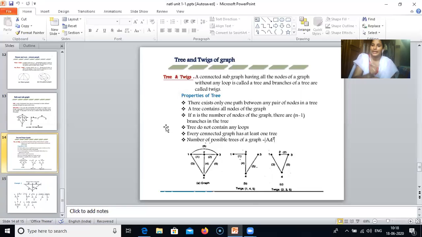Next one. Every graph will contain at least one tree. First point is tree should not contain any closed loops. It should contain same number of nodes as that of the main graph, and the number of twigs of a tree must be equal to n minus 1, where n is the number of nodes, and every connected graph should have at least one tree. These are the properties of the tree.